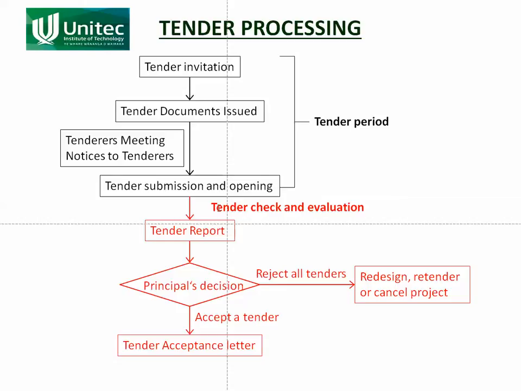So the first thing we do is check and evaluate them. We'll write a tender report. The principal then decides if he is going to accept it or not. If he accepts it, then we form a contract by sending the tender acceptance letter. He might reject all tenders, in which case we either re-tender or we redesign it, so that it might be that the price was too high and we need to redesign it so it's going to be a lower price, or he might cancel the project altogether. This usually happens if the prices are all too high.